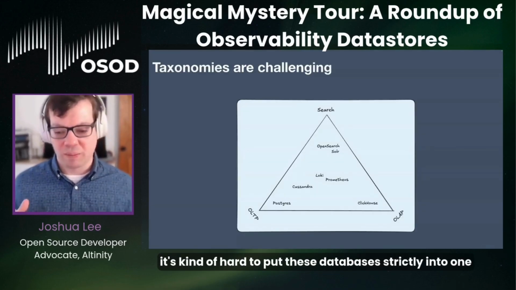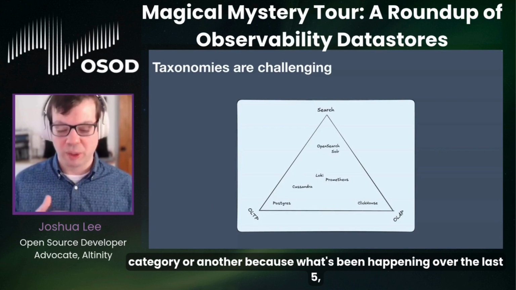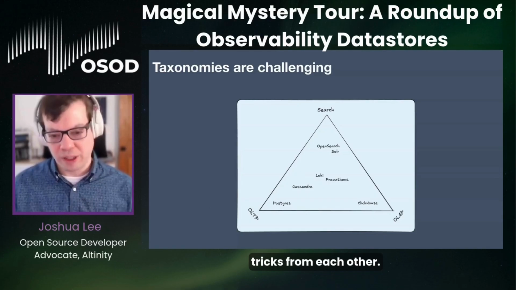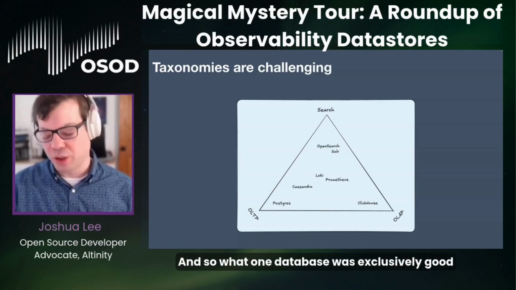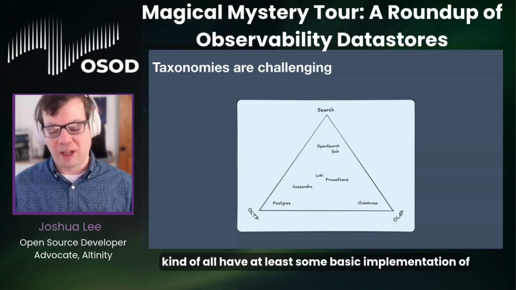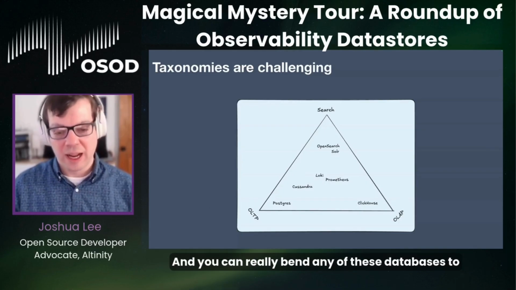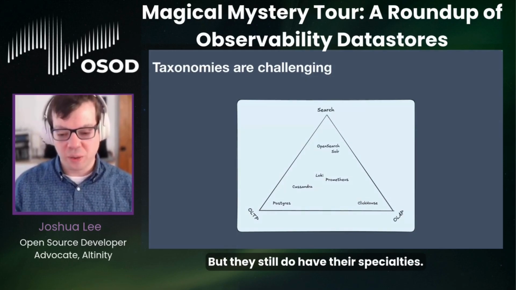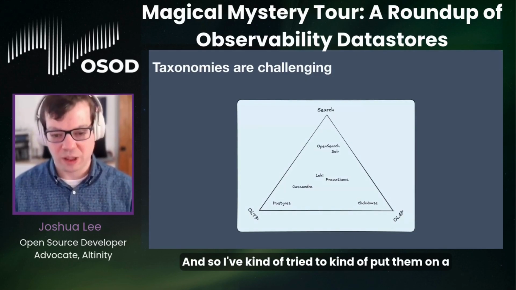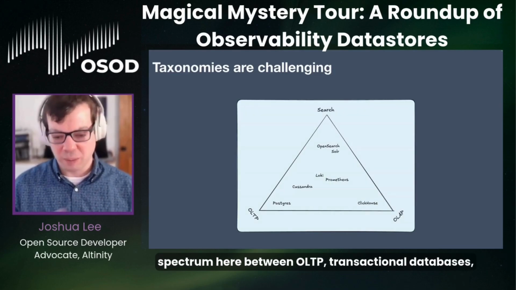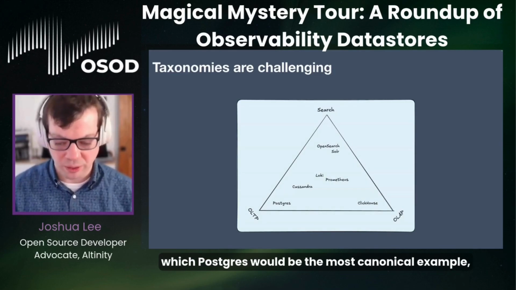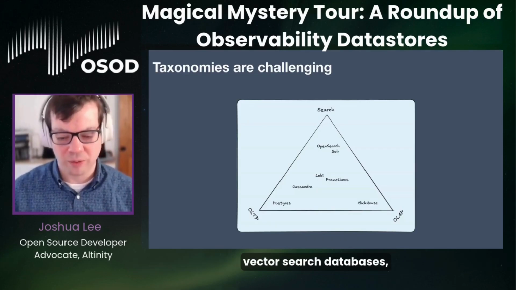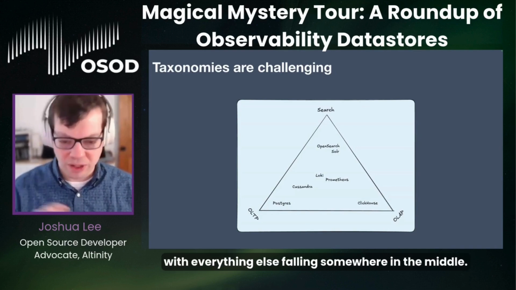So, like I said, it's kind of hard to put these databases strictly into one category or another, because what's been happening over the last 5, 10, 15 years is that all of these databases have been borrowing tricks from each other. And so what one database was exclusively good at years ago, now they all have at least some basic implementation of in some way. And you can really bend any of these databases to your will if you try hard enough. But they still do have their specialties. And so I've tried to put them on a spectrum here between OLTP, transactional databases, of which Postgres would be the most canonical example, ClickHouse being the most canonical OLAP, and then OpenSearch or Elasticsearch being the canonical vector search databases, with everything else falling somewhere in the middle.